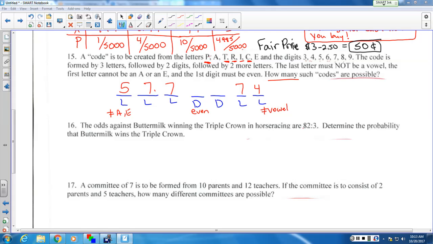For the digits, the first one needs to be even. So I have 1, 2, 3 different digits that can go in the first spot. I'm not going to cross anything off because I can repeat. So I have 1, 2, 3, 4, 5, 6, 7 different digits that can go in that spot. Put it all in your calculator and multiply it out. You get 144,000.